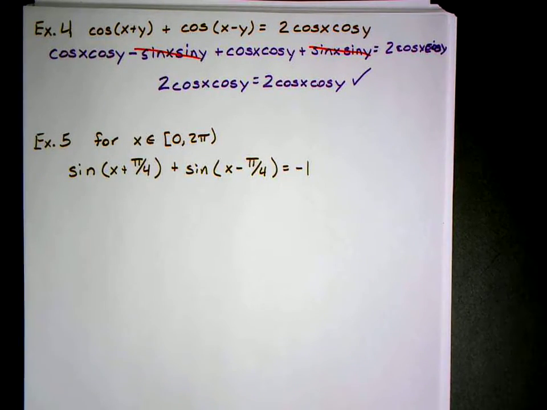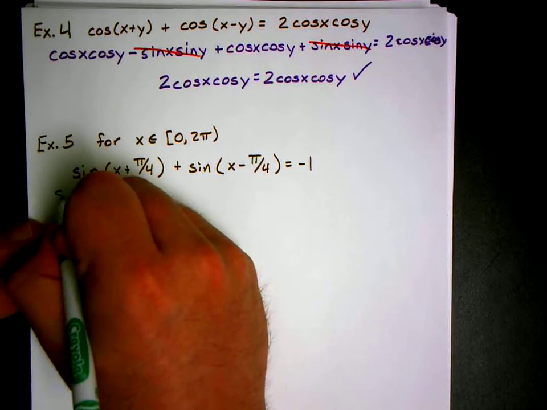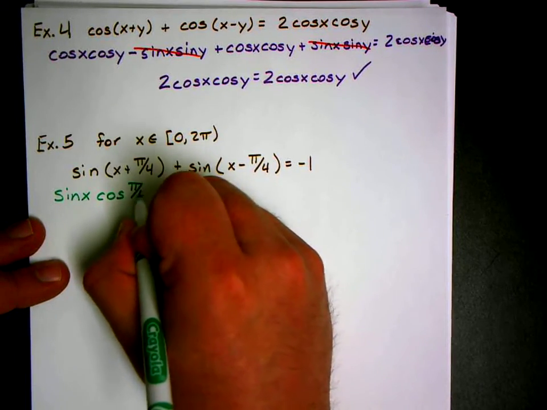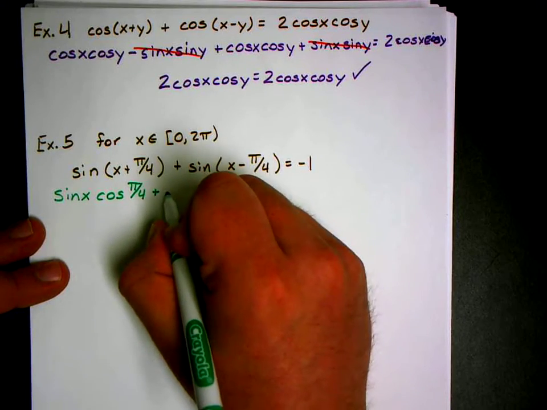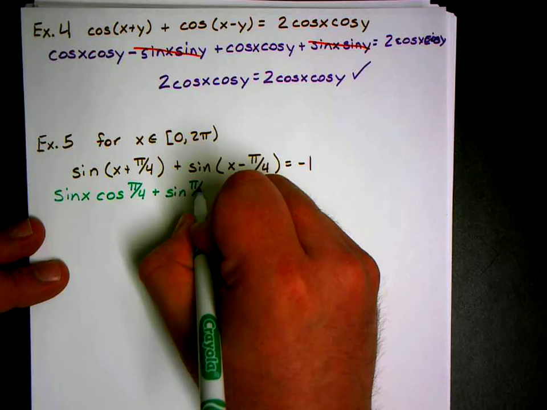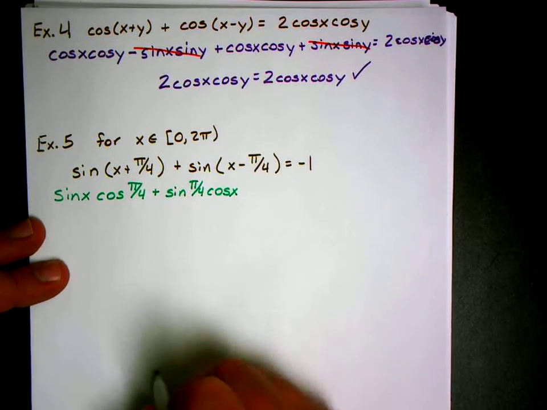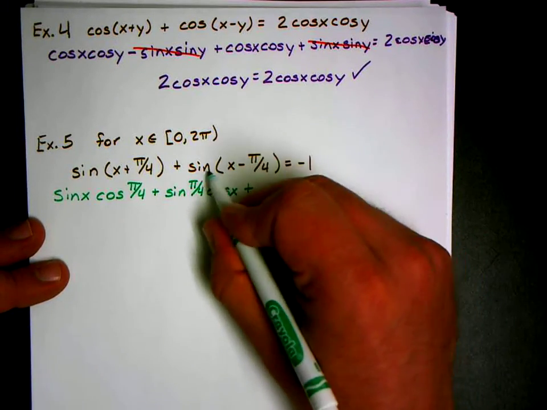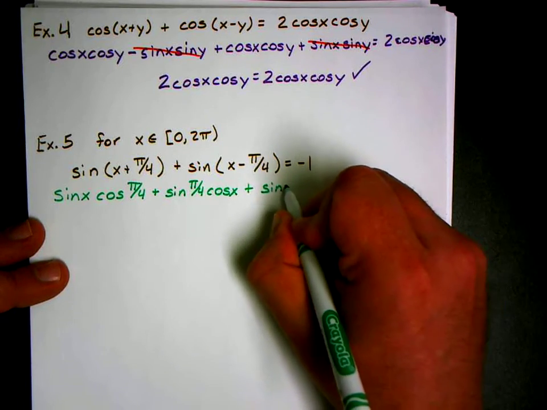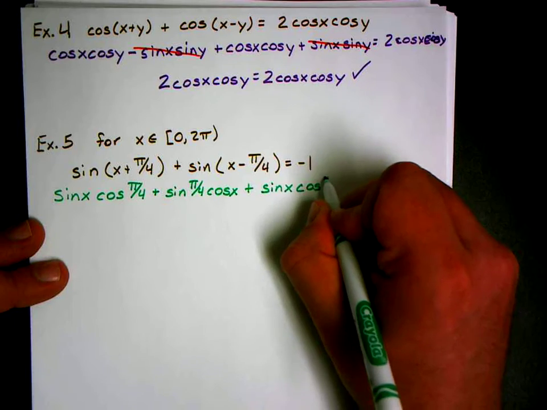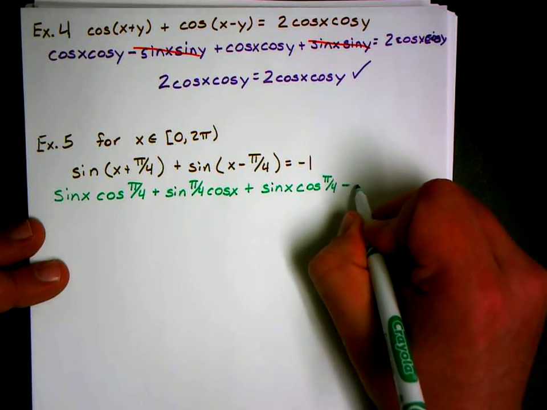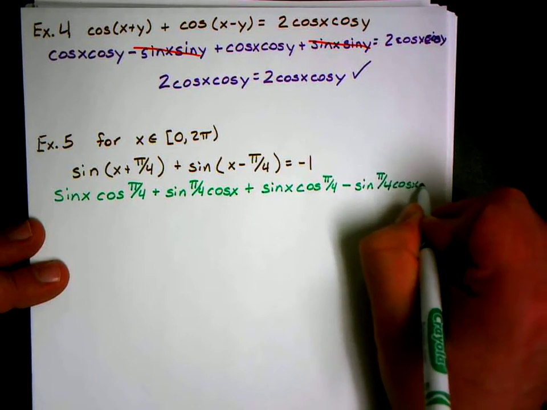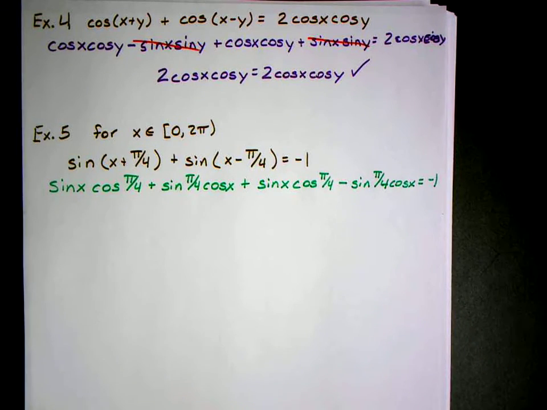I don't like using brown. It reminds me of poop. Okay, so sine x cosine pi over 4 plus sine pi over 4 cosine x, okay, so there's the first one. Okay, so the second one, sine x cosine pi over 4 minus sine pi over 4 cosine x equals -1. Alright, so let's do some simplifying.